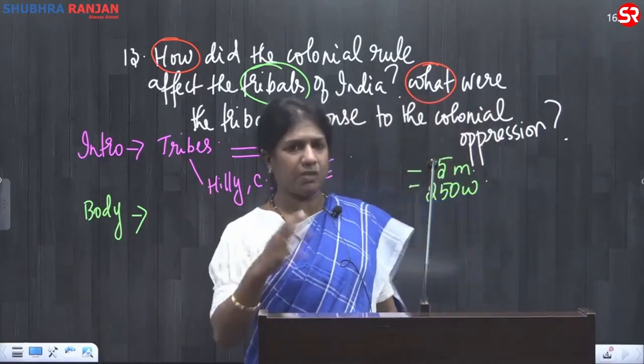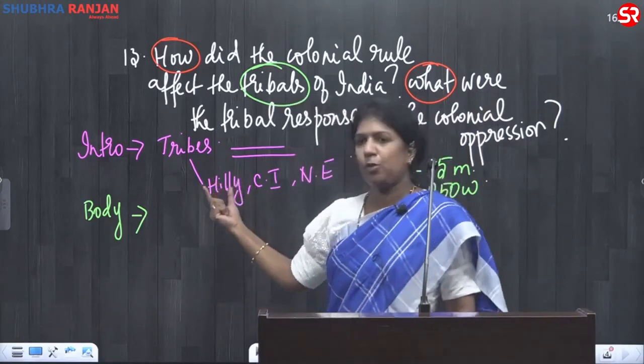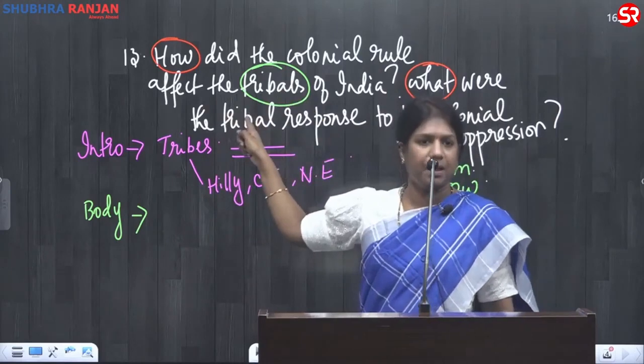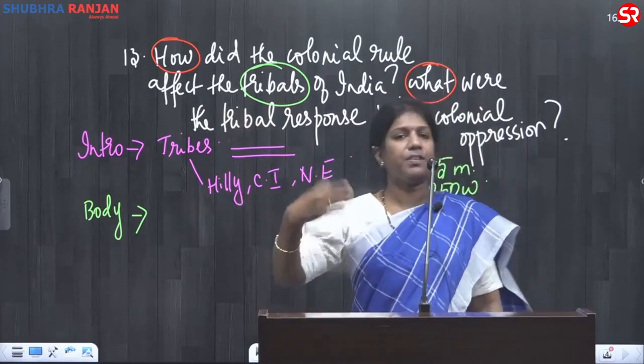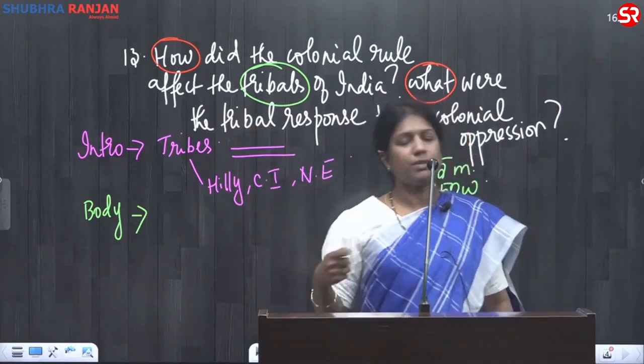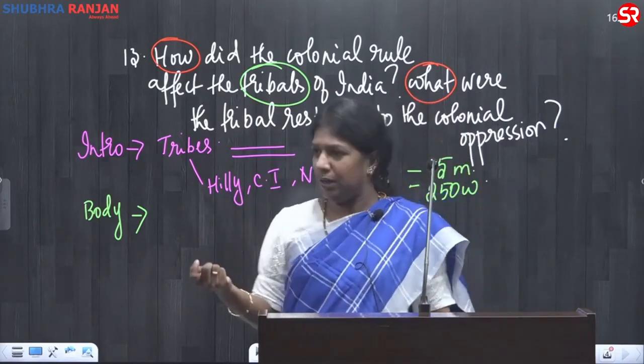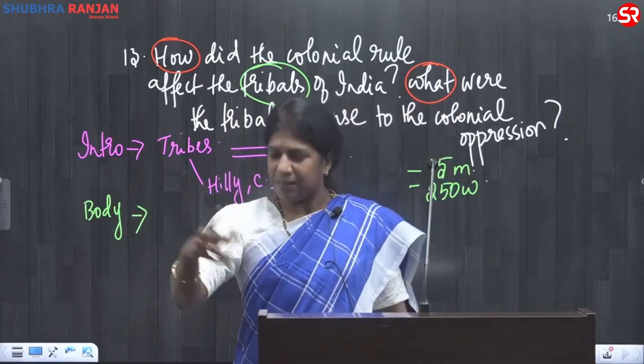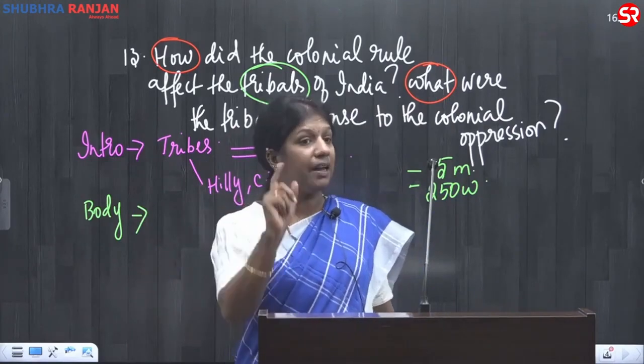Getting it? So when you see that, you need not write that. I'm just giving you a background because we are going to write how the colonial rule affected the tribes. To write the effect on the tribes, we have to first see what the Britishers did. So this happened in multiple waves. First wave, Britishers targeted only central India. The second wave, they started targeting the hilly region.